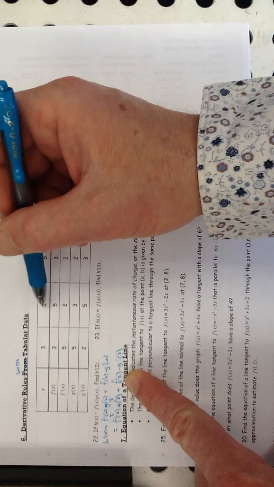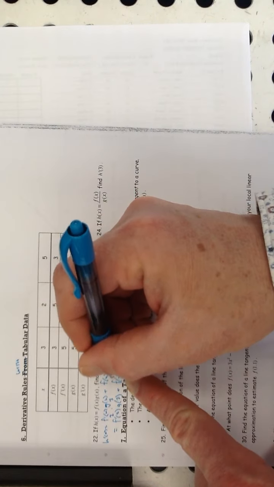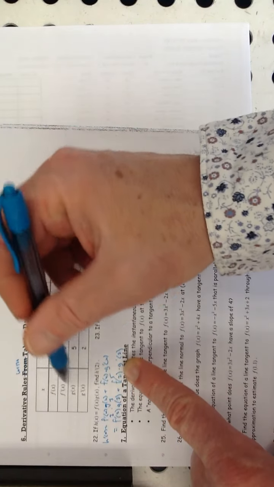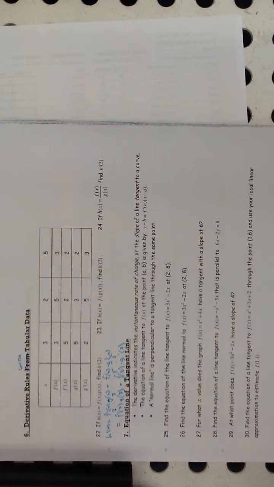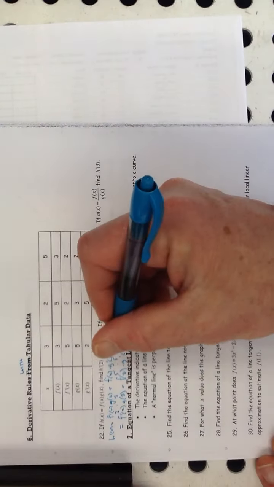F of 2 is 5, and g prime of 2 is also 5. So it looks like 31.